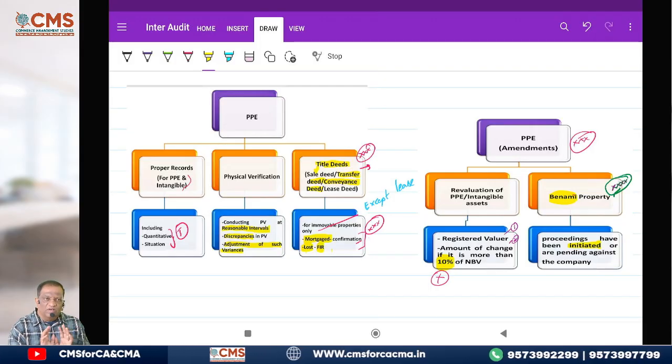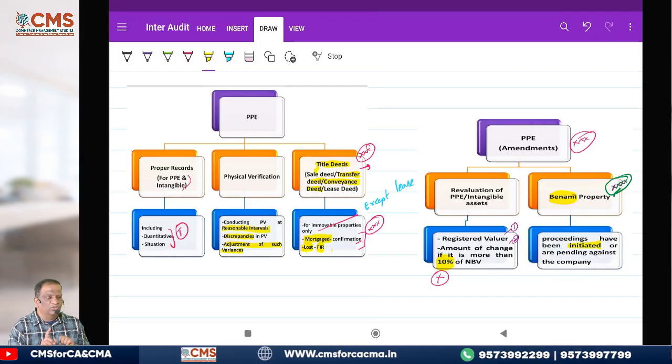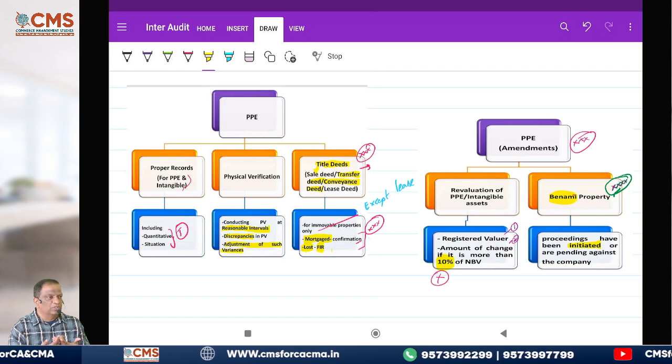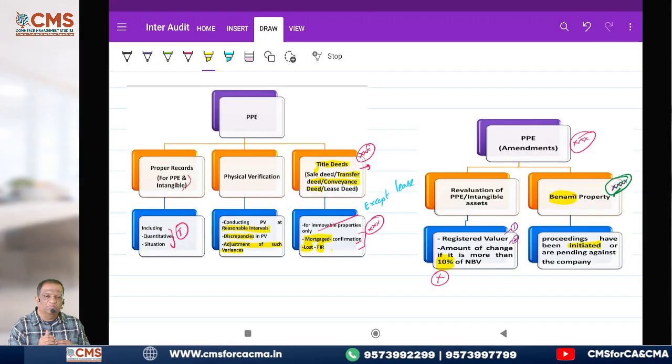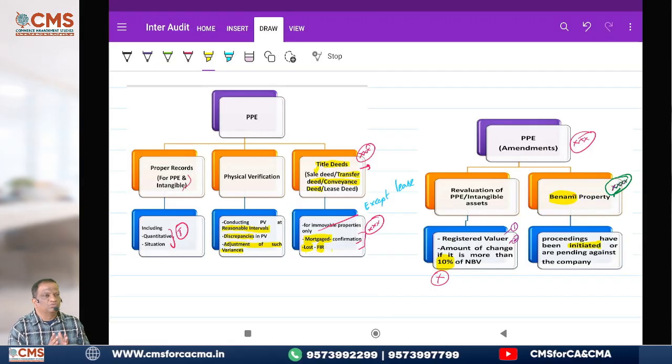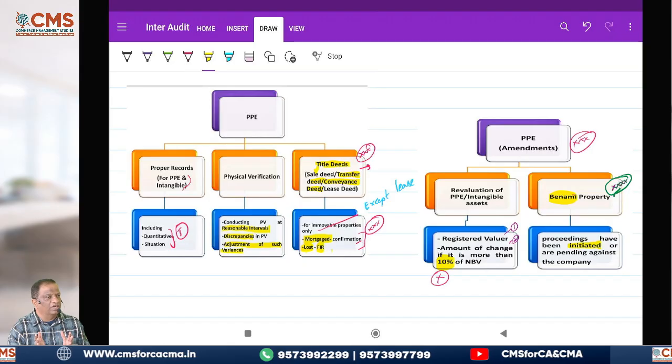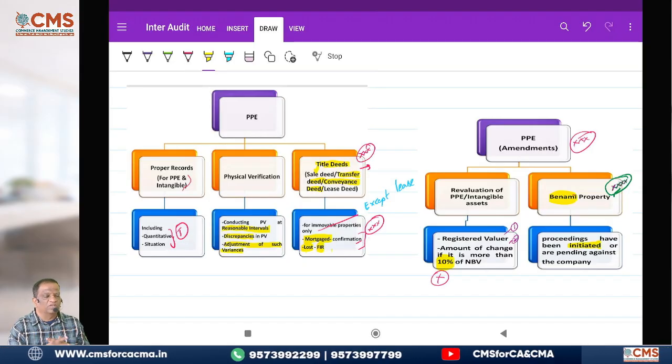Once with regard to borrowings, 2 important points. Is it individual loan or aggregate of all loans? Aggregate of all loans is what we take. And the second point, will it include funded or non-funded? Only funded is what we take. Non-funded we will not take. So that is the summary of this.